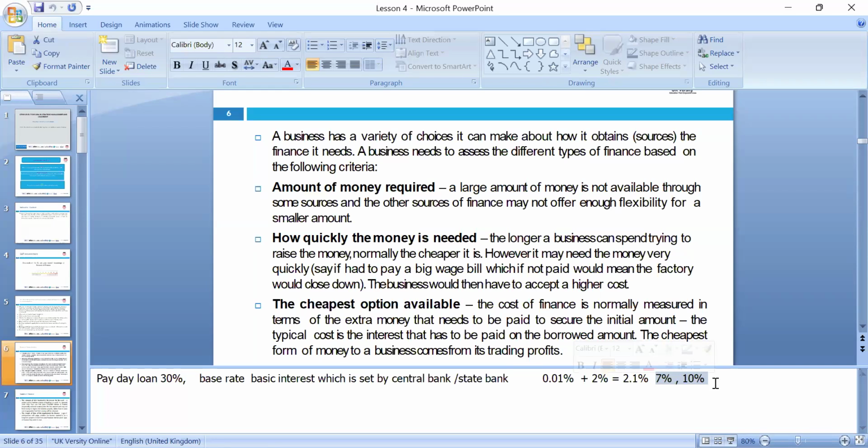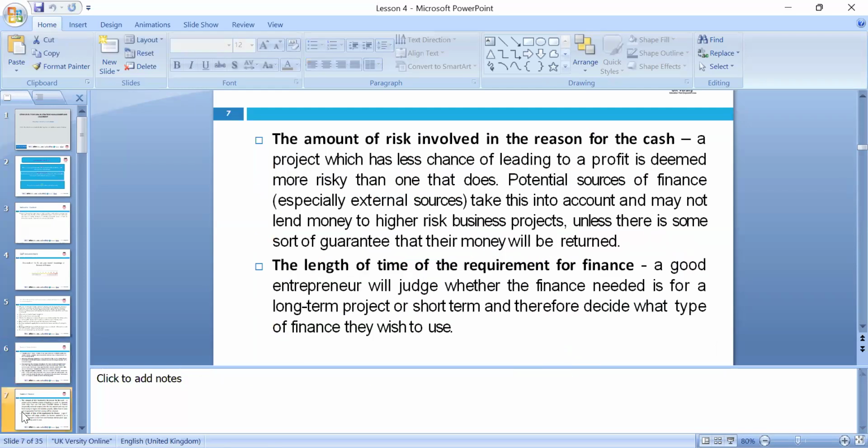Even if you get 10% higher, what will be the real value of the money? Because of the inflation rate, if you go on the ONS website, the Office for National Statistics, you can find how much the difference is, which is a risk. The amount of risk involved in the cash: we can look at a project that has less chance of leading to profit, which is more risky than one that does.